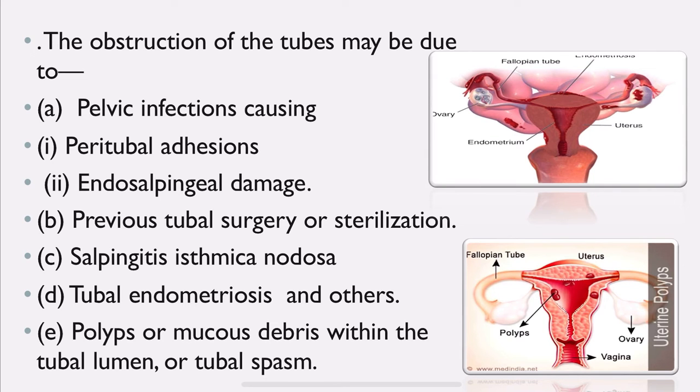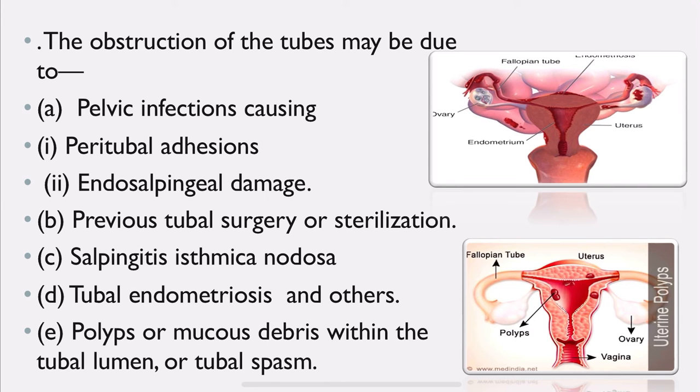In pelvic inflammatory diseases, or when they are undergoing some operation for the fibroids, the fallopian tube blockage and so on, what happens? There is some scar tissue left. There is peritubal adhesions. Endosalpingeal damage, previous tubal surgery or sterilization, salpingitis isthmica nodosa, tubal endometriosis and others. Polyps or mucus debris within the tubal lumen or the tubal spasm.